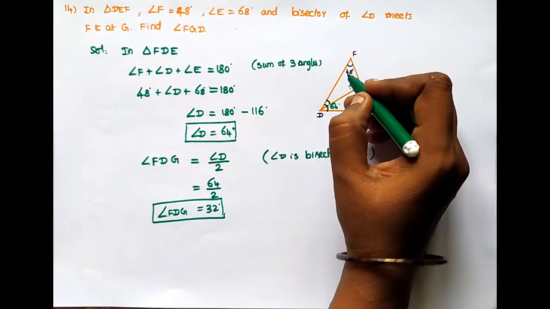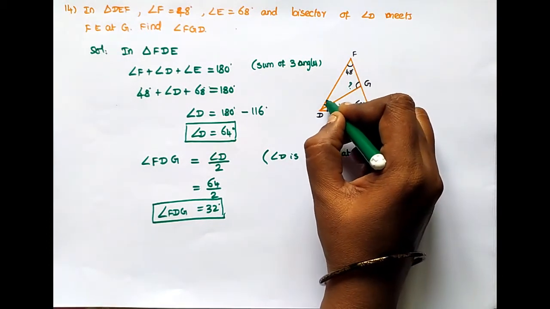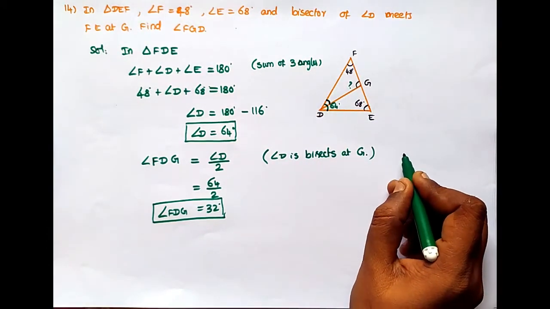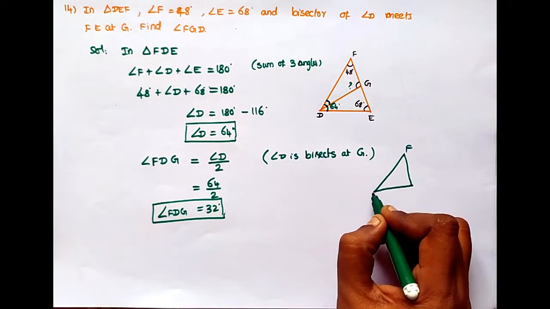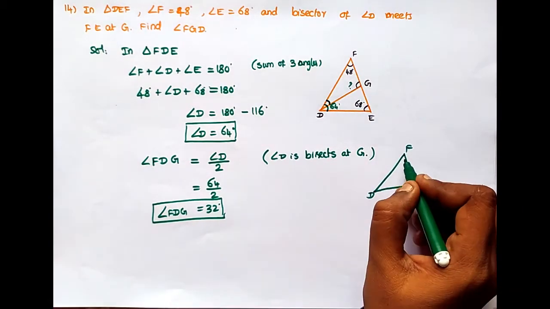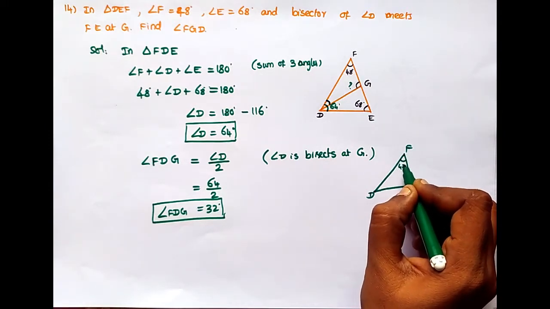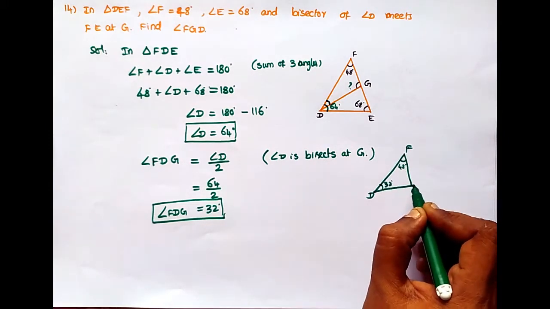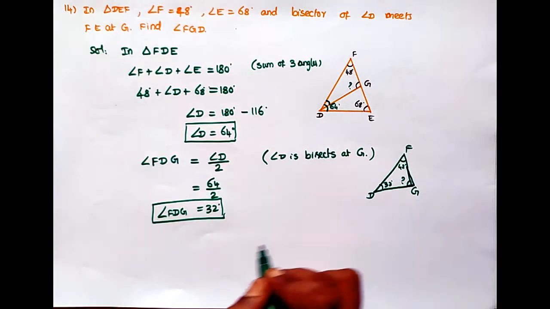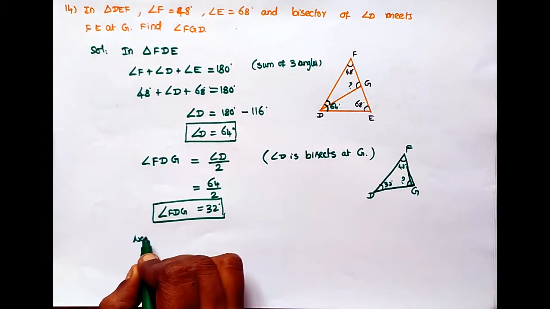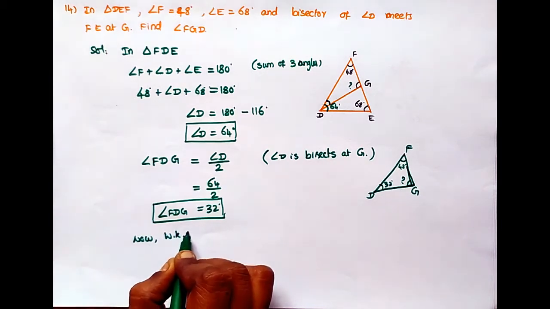Now listen, we know this angle and this angle from the triangle FDG. Here 48 degrees, here 32 degrees. So what is that degree? G.